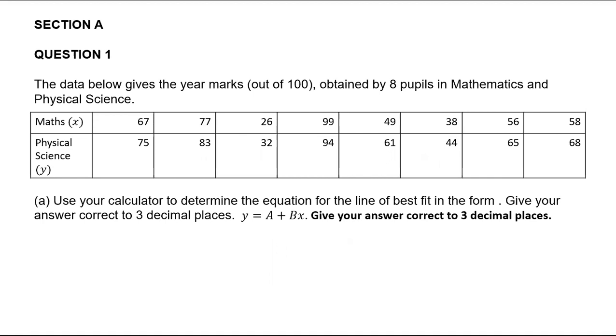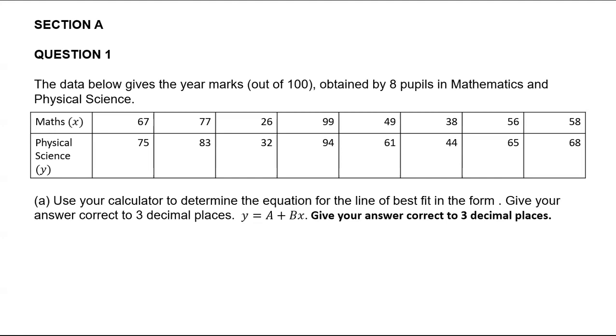Now, in Question 1, it says that the data below gives the year marks out of 100 obtained by 8 pupils in mathematics and physical science. Mathematics will be X, physical science will be Y. Obviously, we have varying values there. That simply means that your math mark is independent. However, your science mark will depend on your math mark, because X is independent and Y is dependent on the value of X.